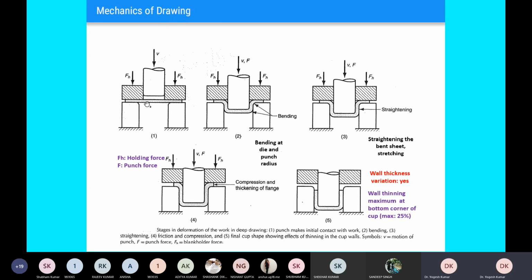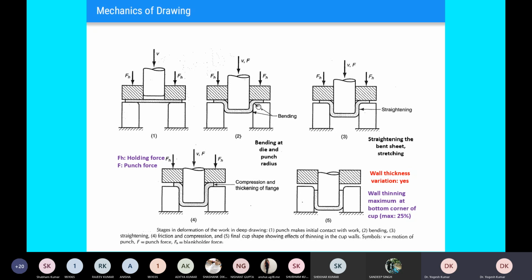As this punch moves down, these two portions are free, so the bending will take place at the die corners. Here is this die corner, and here is another side. Bending will take place and your workpiece will take shape like this. So initially, bending takes place at the die corner. This is the first step in the case of drawing.